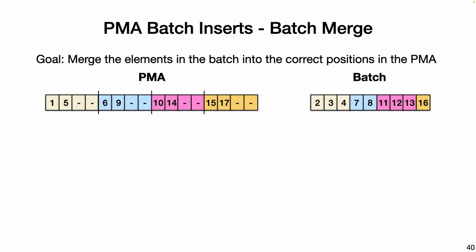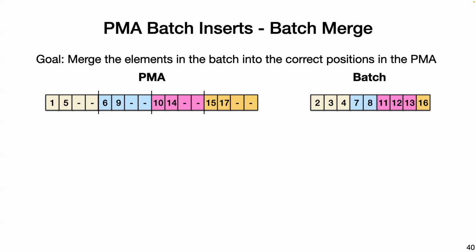So for batch inserts, the first step is to do batch merge. So like I said, your goal is to merge the elements in the batch into the correct positions in the PMA. You have this initial data structure and we have this batch, and the colors are just the different leaves. And here, it happens to be nice that they are all half full, but they don't have to be. And these are the elements in the batch, and they are colored according to where they're going to go.